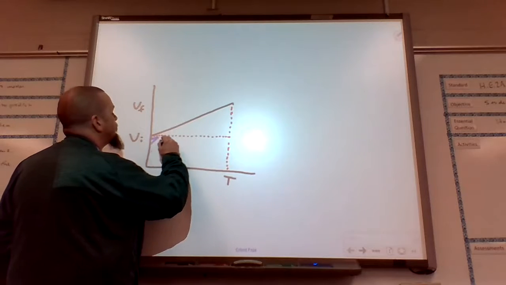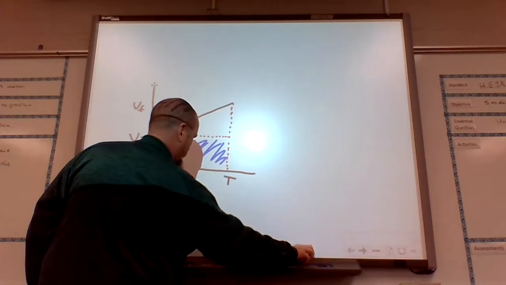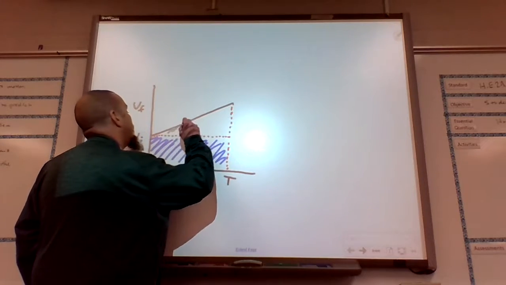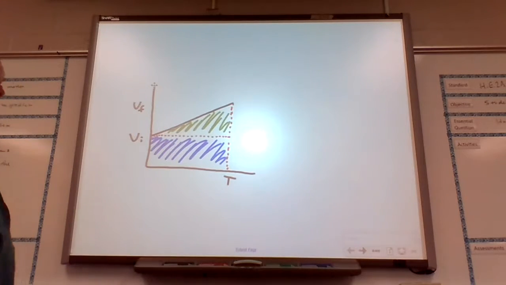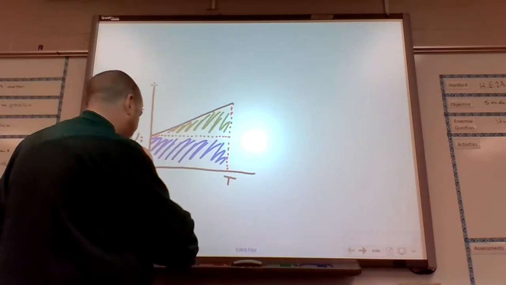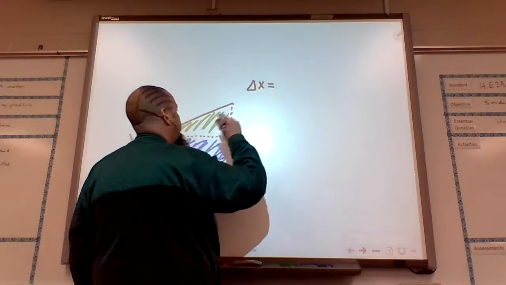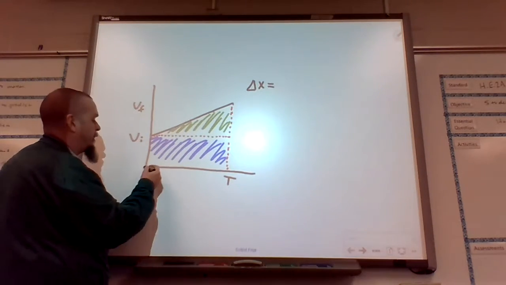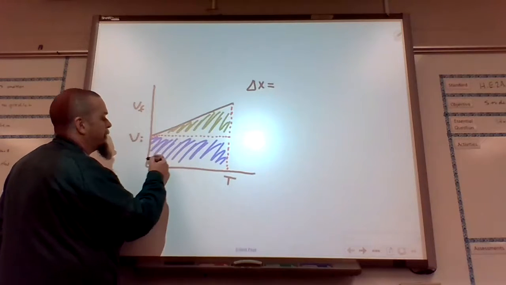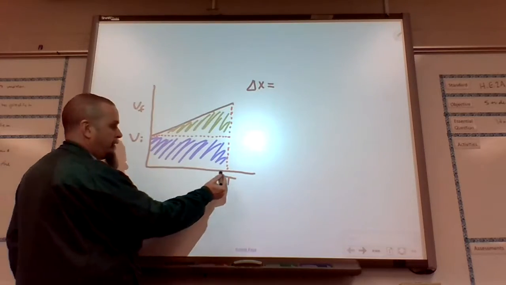We divide this area up into a triangle and a rectangle. So if we figure out the area of that rectangle and the area of this triangle and add the two together, we would have the displacement of our object, or delta x. For the rectangle part, the area is the length times the width. So VI times T.